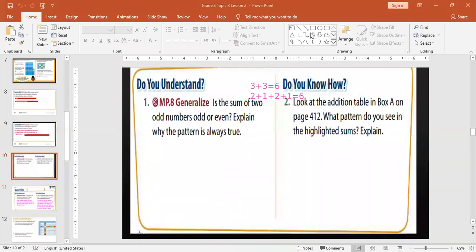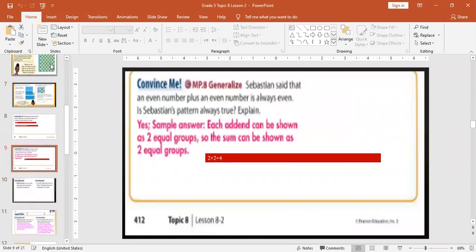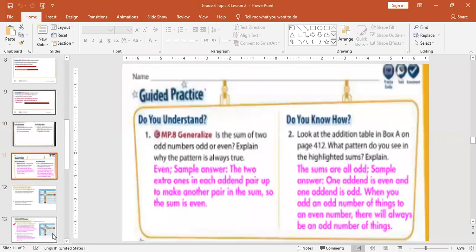Look at the addition table in box A on page 412. What pattern do you see in the highlighted sums? Explain. So let's go to page 412. So he is asking me about the pattern on page 412. So I will tell him that the sums are all odd. One addend is even and one addend is odd. When you add an odd number of things to an even number, there will always be an odd number of things. So let's do it. If I add an odd number, 3, to an even number, 4, what do I get? Odd number. So when I add an odd number to an even number, I get an odd number.